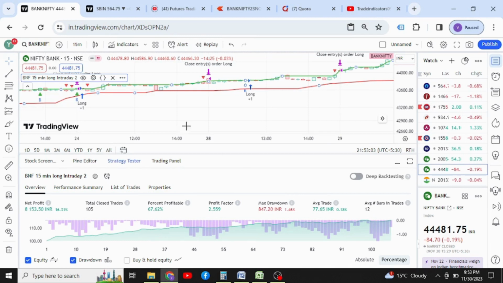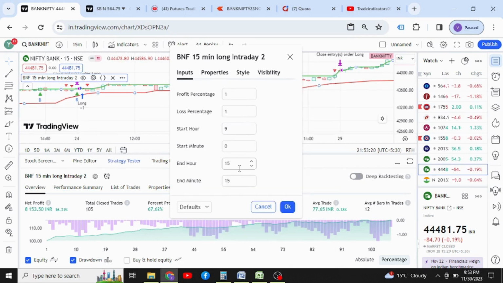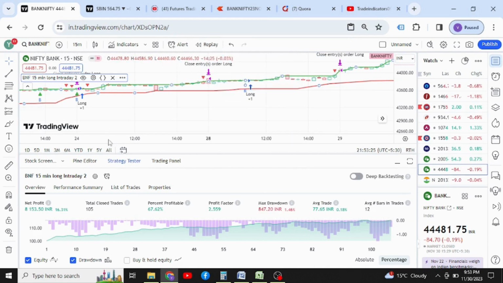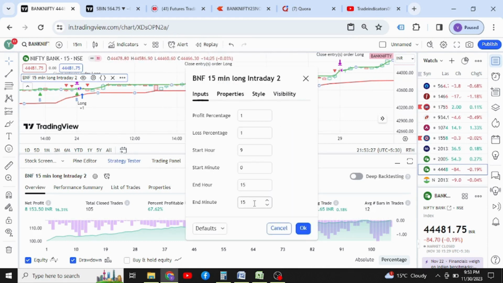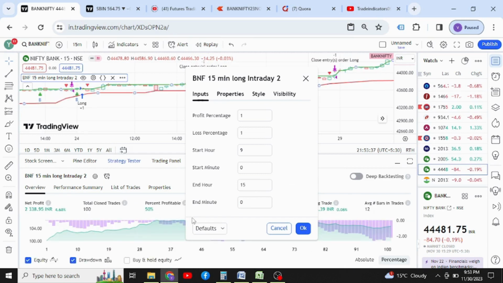Now this is generally a long strategy with a 15 minute time frame, and it can be used for intraday as well as positional purposes. The only thing you need to do is, when it is 3 o'clock, these are the stats presented over here. This is for positional, but if I want it for intraday, I'll change the time to 3, and you can see the changes happening.